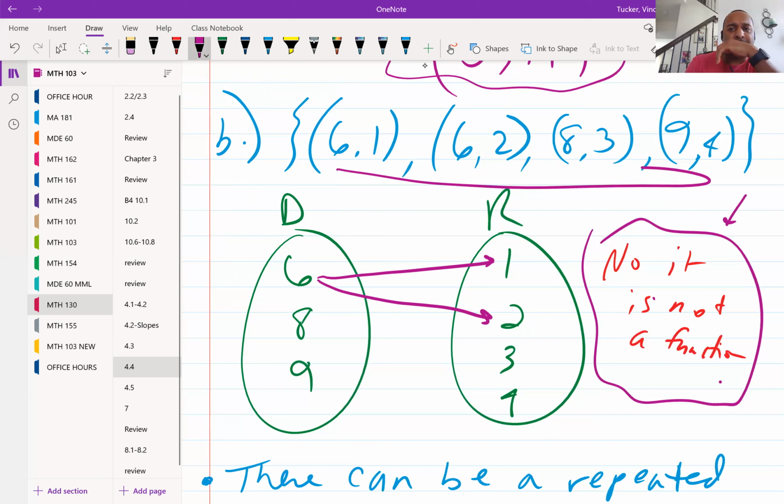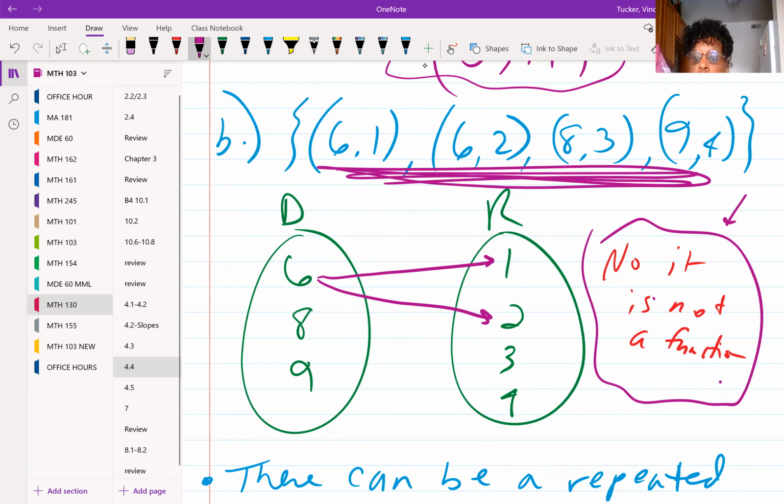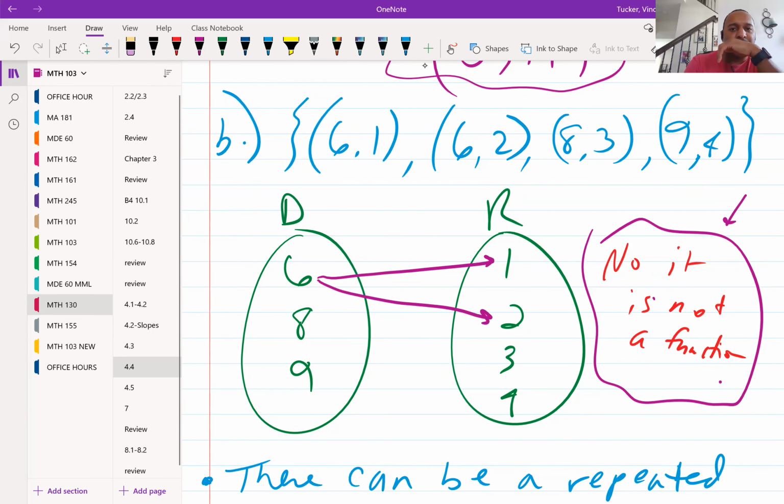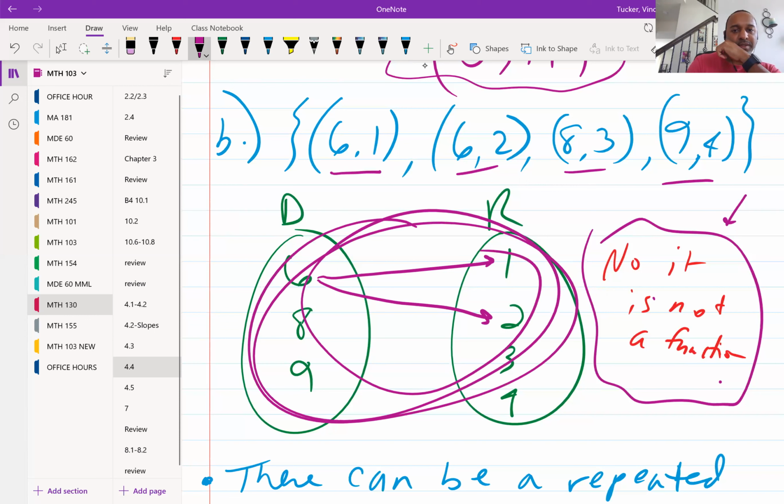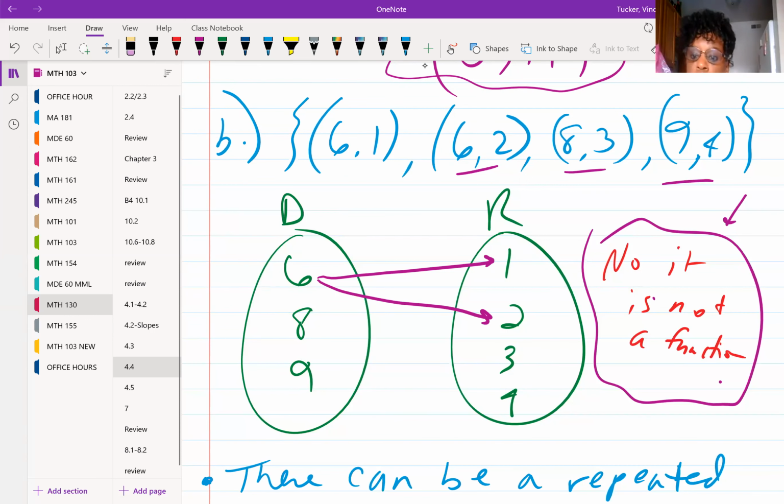Okay, you see up here, the ordered pairs. You see that relationship, right? That's 6 to 1, 6, 1, and this 6, 2, 8, 3, and 9, 4. So you create that same relationship here. Okay. And the 6 going to 1 and the 2, that means no.